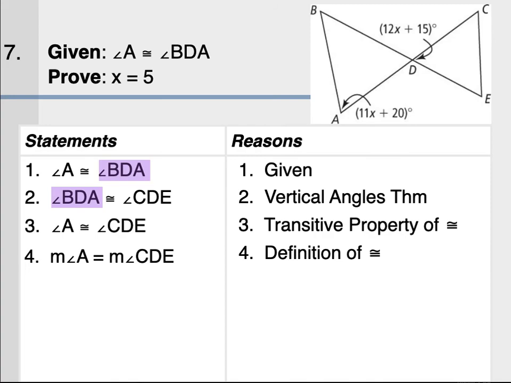Now, you're nearly done, because here's the thing. If you have an equal sign, that means you're allowed to use properties that let you manipulate your equation. So you know what measure of angle A is, at least in terms of an equation. You could say measure of angle A is really 11x plus 20. And you could say the measure of angle CDE is really 12x plus 15. So you're replacing those parts of the equation with the equations they stand for.